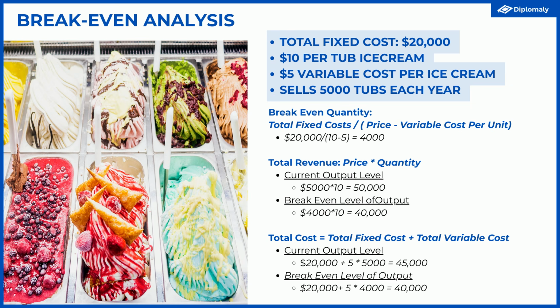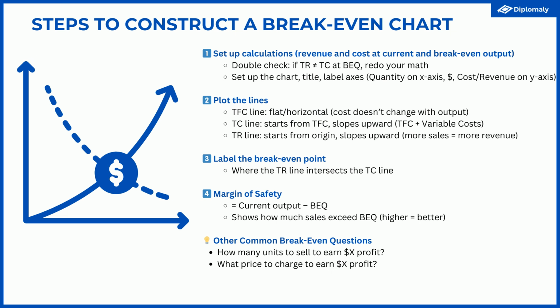With this, we have all the information we need to construct the break-even chart. Before we begin, make sure you title your chart. This is the easiest way to lose a mark even if everything else is correct. First, we want to label our axes, with revenues and costs on the y-axis and quantity sold in the right units, and in this case, tubs, on the x-axis.